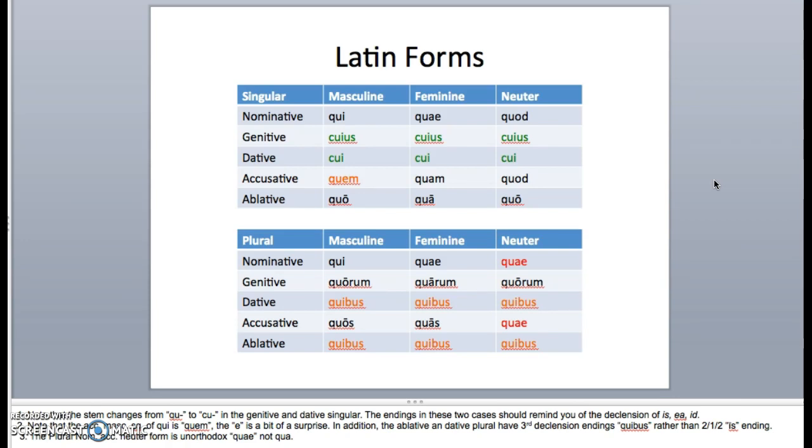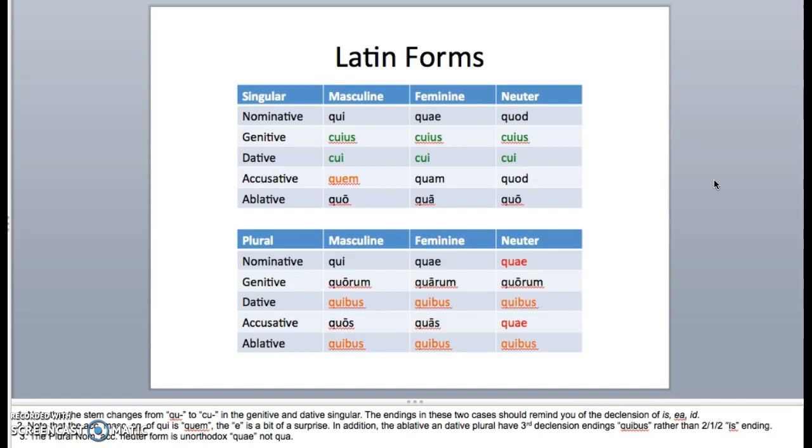If you look at those endings, you might recognize them and compare them to another pronoun we've learned. Pause the video and see if you can think of it. Hopefully some of you got that it looks similar to is, ea, id, right? We have that ius, ius, ius ending, and then an i in the dative singular, but here we have cui, cui, cui. So we've already seen that sort of weird genitive singular, dative singular combination. So that's the first thing we want to pay attention to.